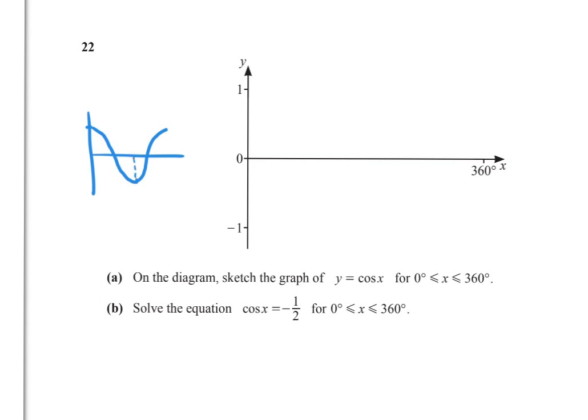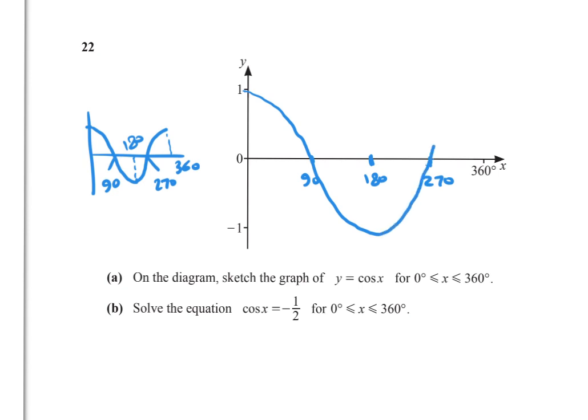And this 90, and this 180, and 270, and the last point 360. So we need to divide 360 into 4 equal parts: 90 and 180 and 270. And start from 1, then go down till negative 1 at 180, then 0 at 270, then 1 at 360. This is the graph for cosine.